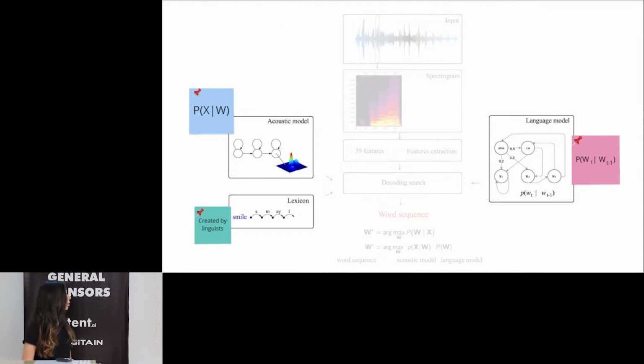The next thing is the lexicon. These lexicon files are created to help to understand how phones should be connected to create the word. So these lexicon files are created by linguists mainly. So these are the main components of traditional speech recognition systems.